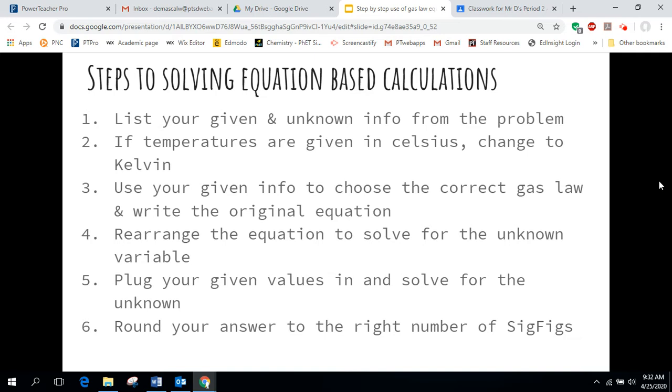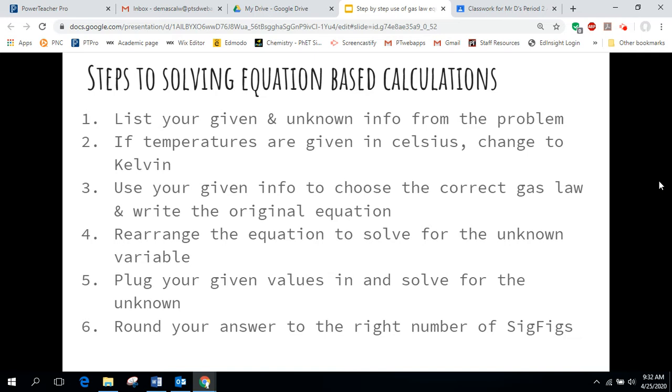Use your given info to choose the correct gas law and write the original formula equation. So we went over that in the last activity. You should have gone through that little self-assessment quiz to see if you were able to pick the right gas law based on the problems. If you haven't done that, I would say pause, go back and run through that self-assessment a time or two and make sure you're able to pick the right gas law based on what is given and asked for in the problem.